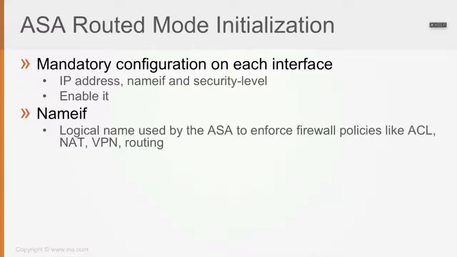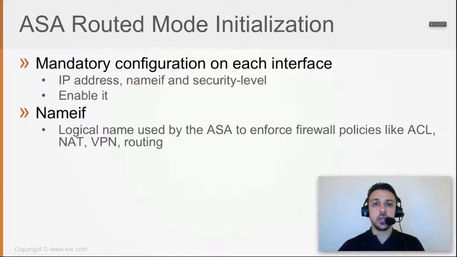It's a logical name of each interface, which is going to be used by the ASA to enforce all policies like ACLs, NAT, VPN, routing, pretty much everything. As you're going to see on the ASA, when you have to configure routing or access list filtering or NAT or whatever, you're not going to reference the physical interface of the ASA, but a logical nameif of the ASA, because between those logical nameifs, security policies are being built.